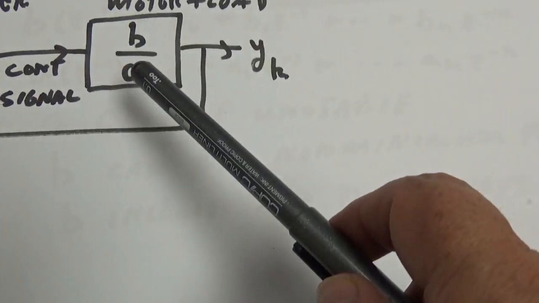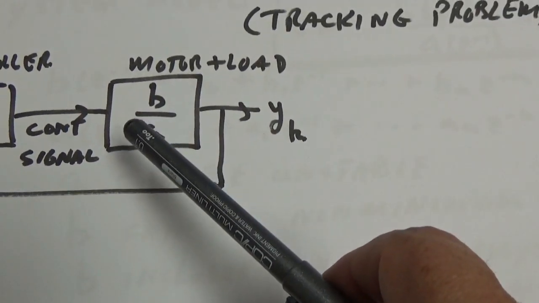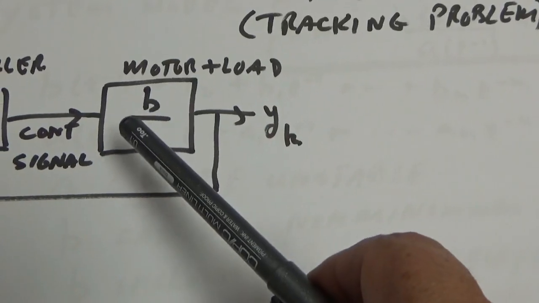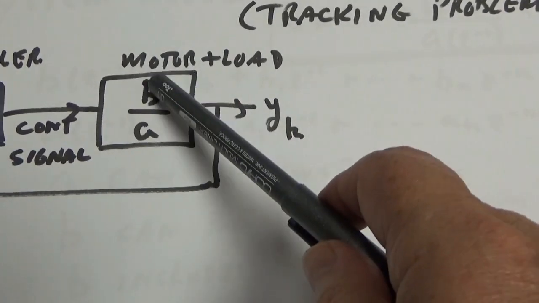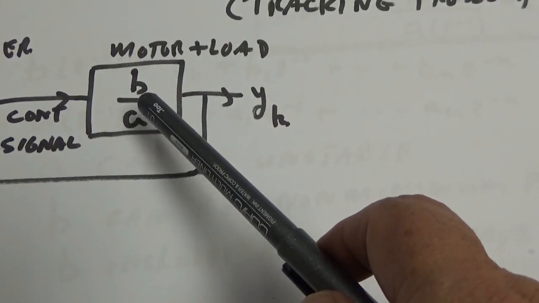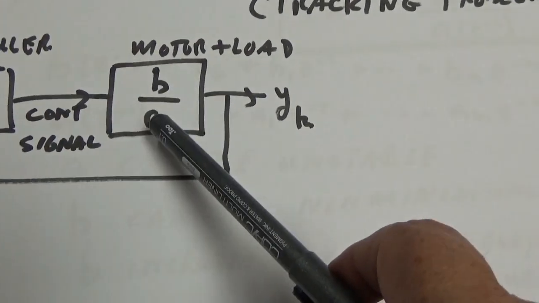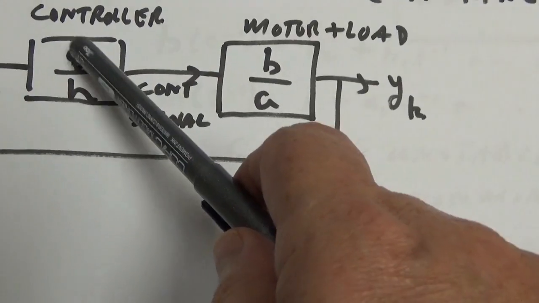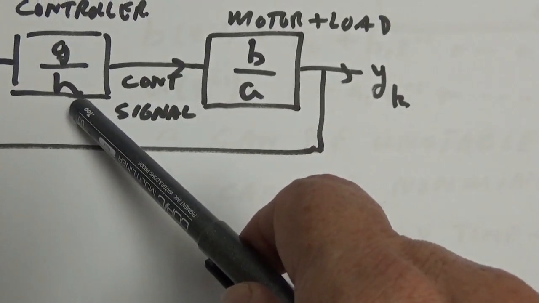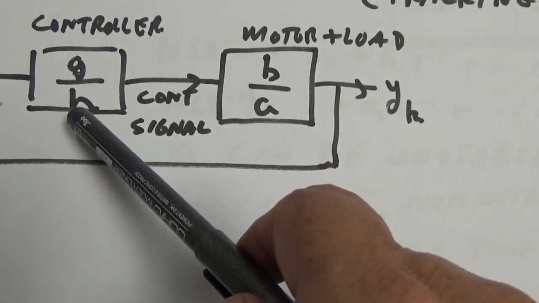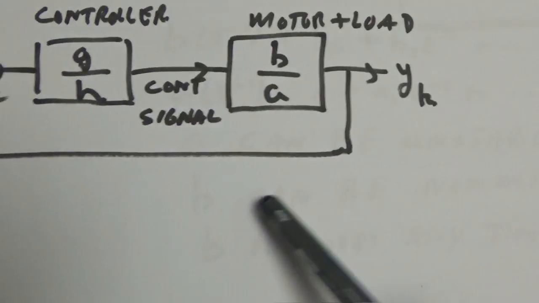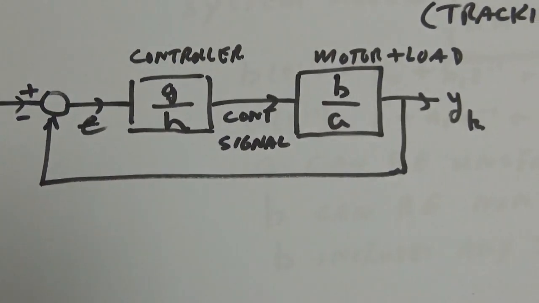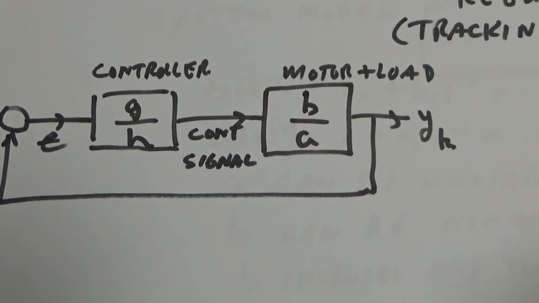But in this case it's our motor, so the question arises, how do we actually identify the motor? How do we know what B and A is in real life? We'll come to that. And once we know B and A, we can calculate G and H, which are the controller. That's the numerator and denominator polynomials of a controller. And we put negative feedback around it and operate it in real time.